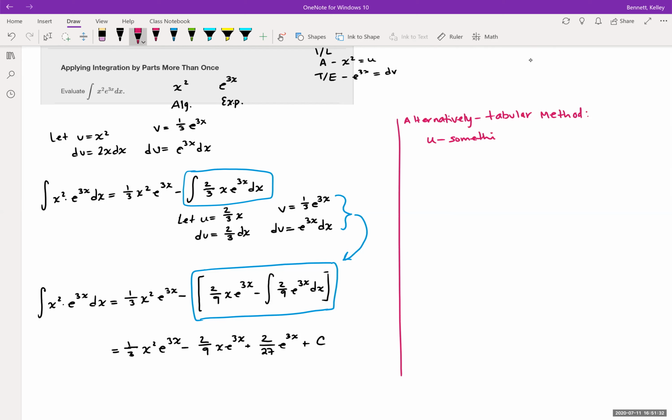as something that eventually differentiates to 0. You know, like a polynomial. And then dv is just the other guy. So you have u, dv, and then you have a plus minus situation over here. So you create a table.